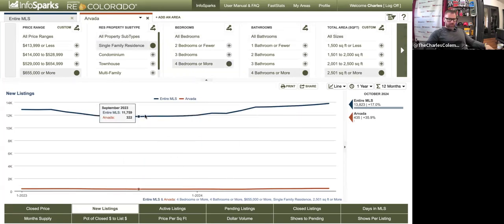So we can go through and see the line graph. It's such skewed data at this point that the line graph looks a little bit different. But let's just go all the way to October of 2024.